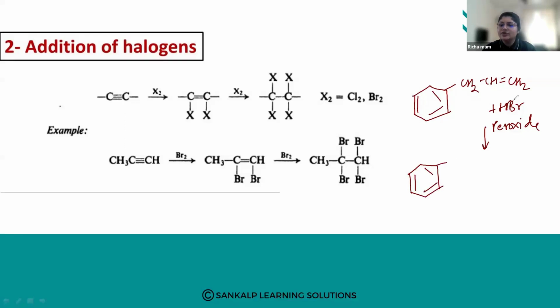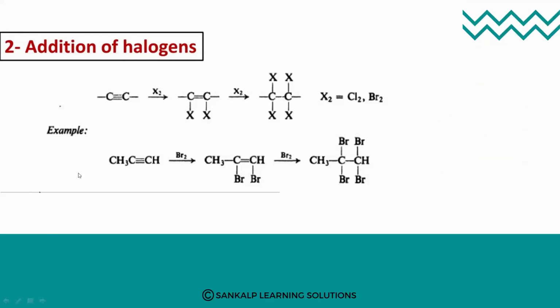Hydrogen peroxide. So the negative part will be added to the carbon with more hydrogen atoms. Okay, so what will be the product? The product will be CH2=CH... Then here your hydrogen will be added, CH2 and Br. Okay, so this is the answer. Yes, CH2, CH2, CH2, Br. Yes, good. So this is the way the addition of halogen takes place.